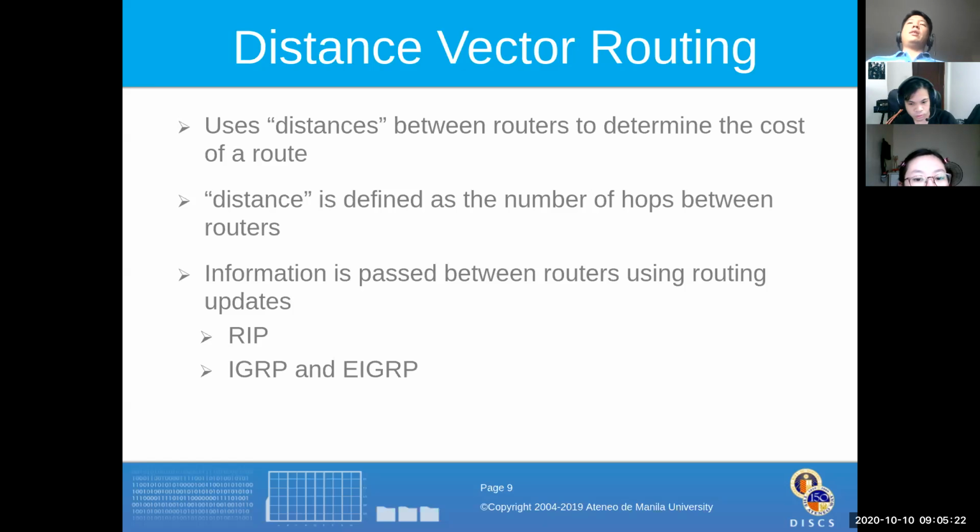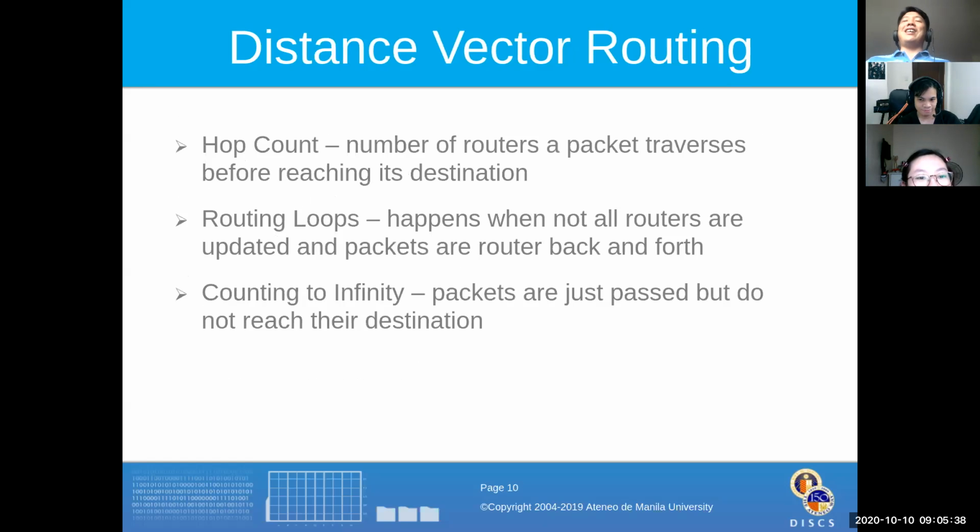And the most common protocols that support distance vector routing are RIP, or Routing Information Protocol, IGRP, and EIGRP. Si RIP is dead already, so kaya rest in peace protocol din tawag namin dyan, because it does not exist anymore. But it's still here for academic purposes.